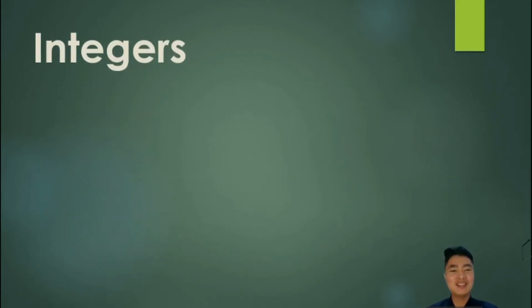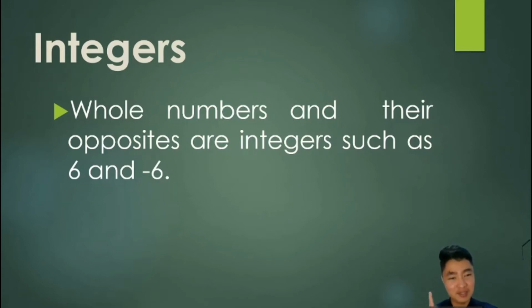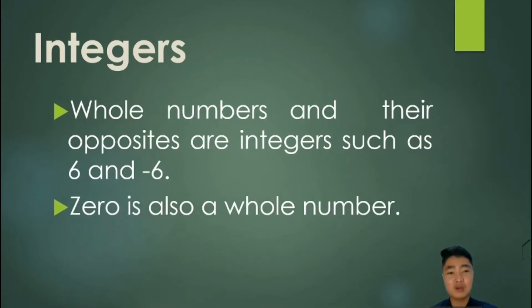And what are integers? Integers are whole numbers and their opposites. Why do we say opposites? Say for instance, you have positive 6. Okay, or just 6. The opposite of 6 is negative 6. So you call the numbers negative numbers if they are opposites of whole numbers. Alright? And also, please take note that 0 is also a whole number. But then, it's neither positive nor negative. Let's try to take a deeper look at that.